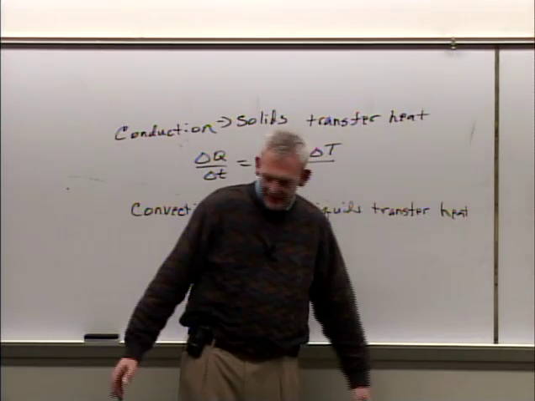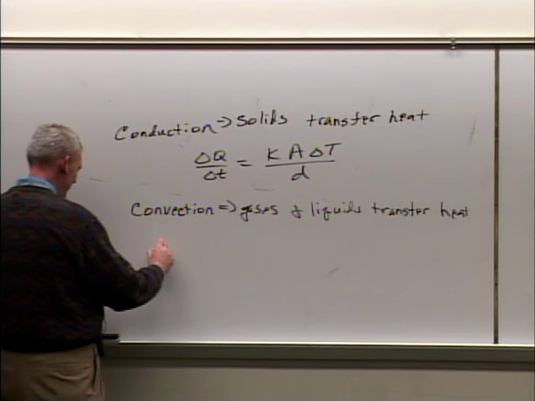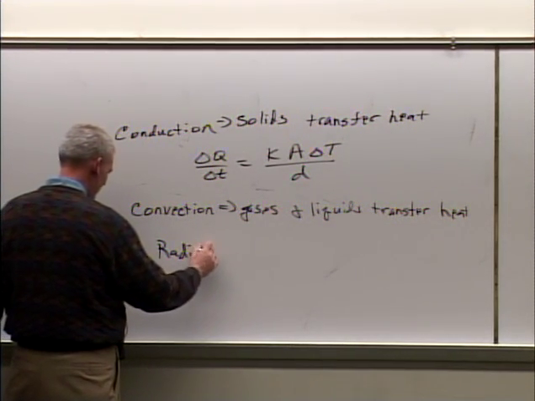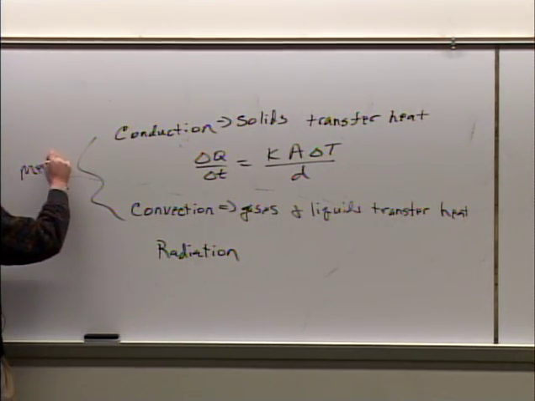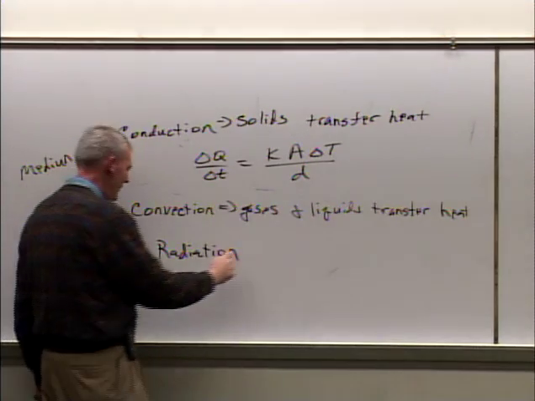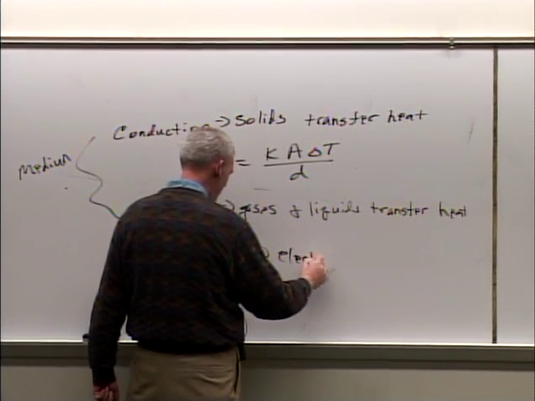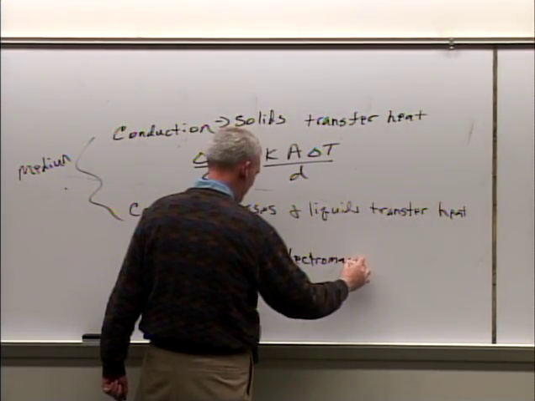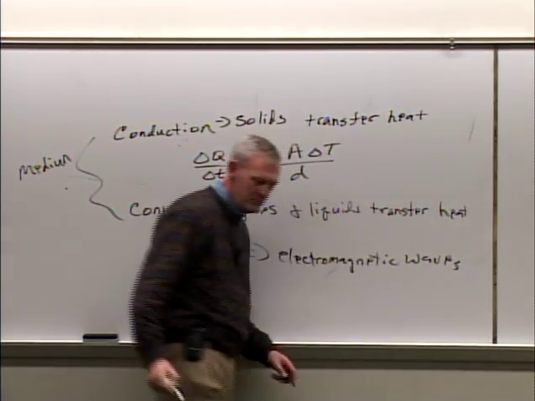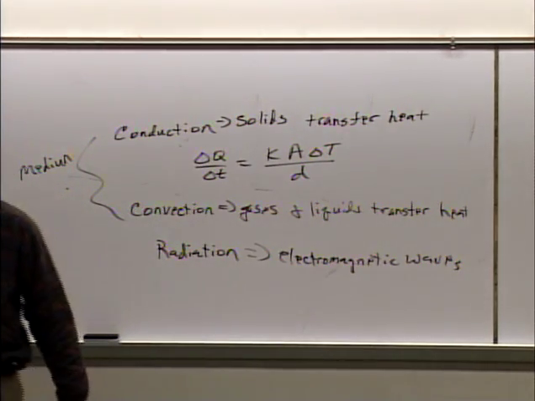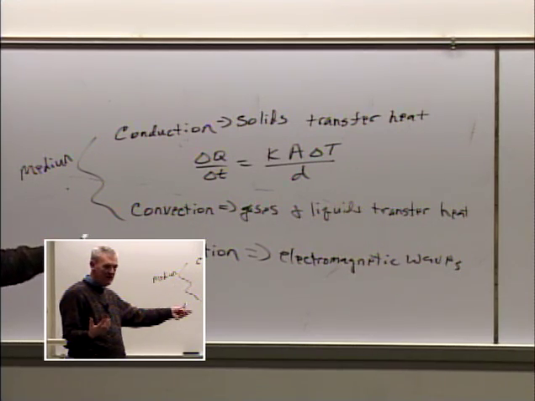All right. Lastly, last but not least, is radiation. These two things require a medium. Radiation doesn't require a medium. That's the electromagnetic spectrum. Those are electromagnetic waves, which we will talk about next semester in more detail. Basically, radiation from the sun doesn't require a medium. It's an electromagnetic wave that's traveling through.